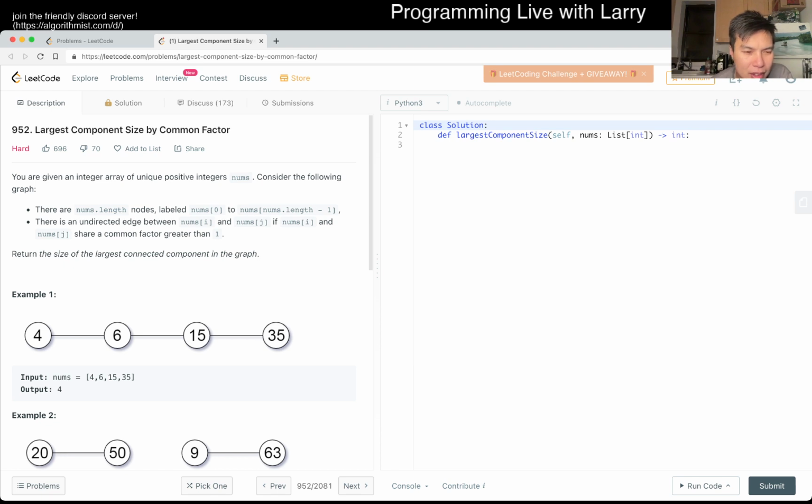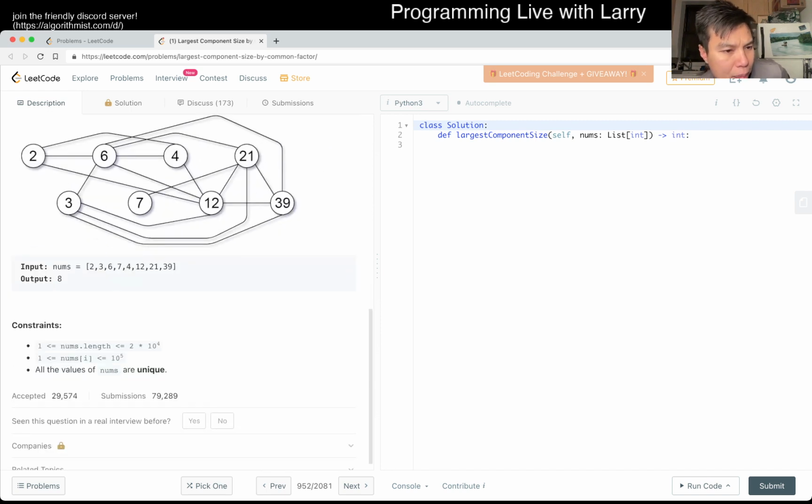Okay, let's see. So the nodes, and they share a common factor other than one. Return the size of the largest connected component in the graph. I feel like there are a couple of similar problems to this, maybe harder ones, but the basic idea is that there are n numbers, and anytime there are two numbers, we can put them in the same component if they contain a common factor.